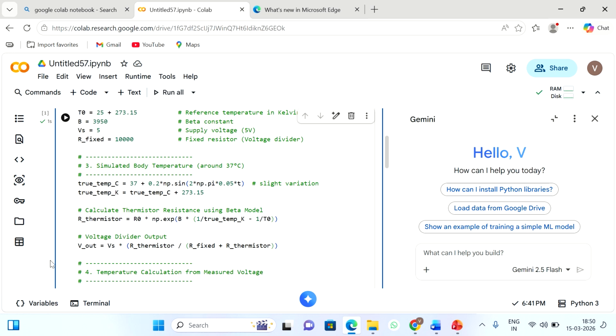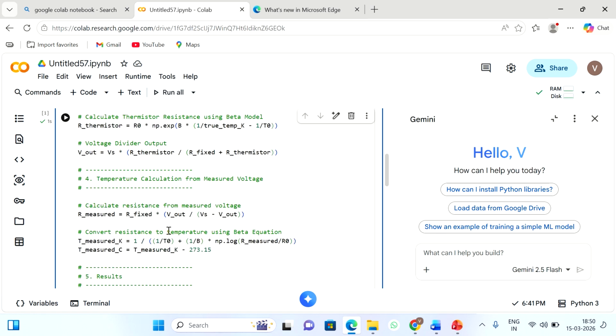So in the code it is written; what is the original formula? V_out equals Vs multiplied by R_thermistor, whole divided by R_fixed plus R_thermistor. Then what is the meaning? As resistance changes, output voltage changes. This voltage is what we measure using the analog to digital converter. So, temperature calculation from measured voltage.